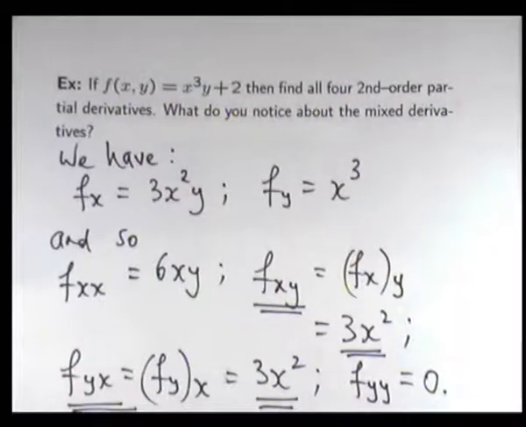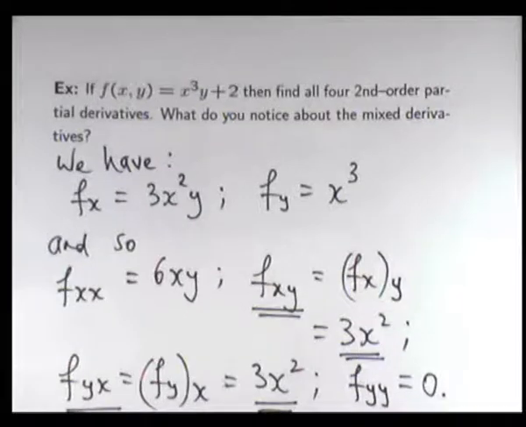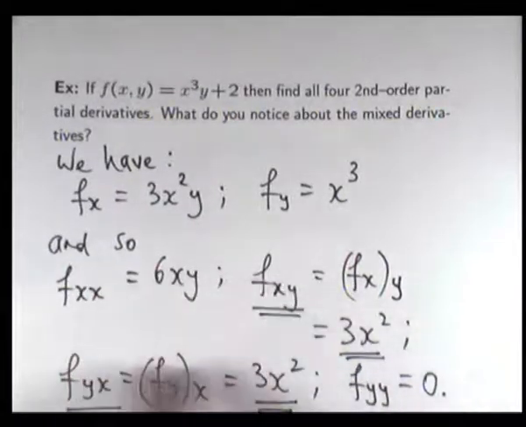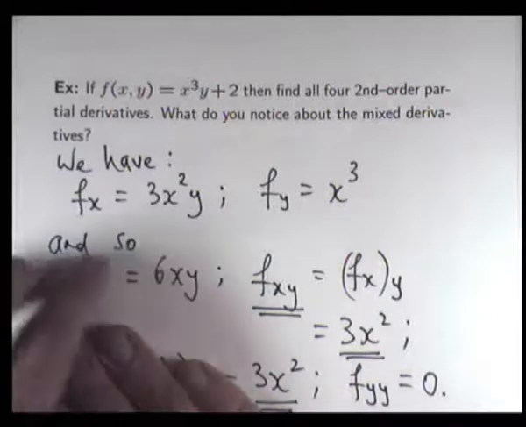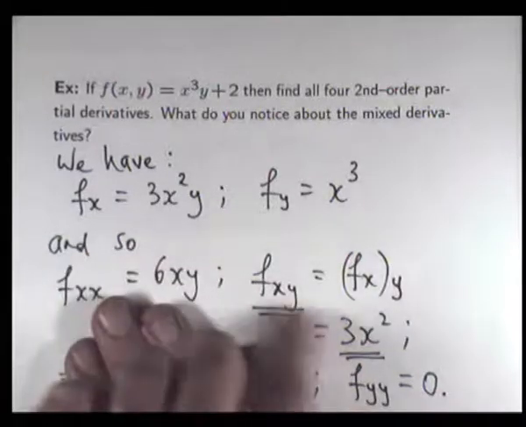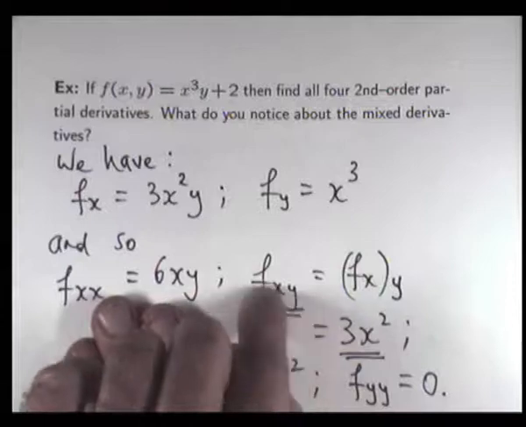So really, all I need to do is calculate 3 partial derivatives. I don't really need this one here because I know that if I switch the x and the y here, I'm also going to get 3x squared. So it's a good time saver. That's one of the reasons why it's useful.